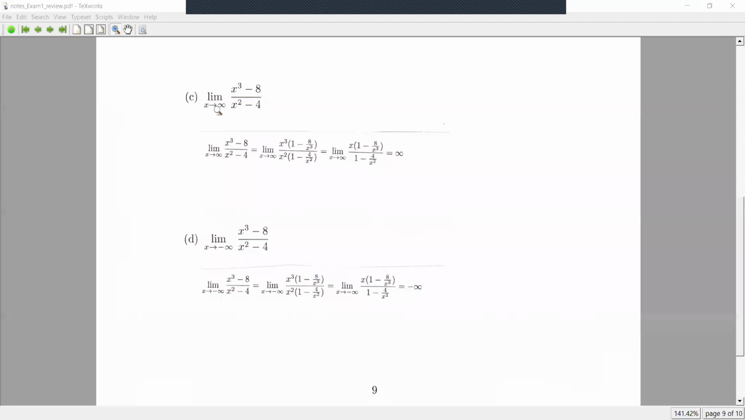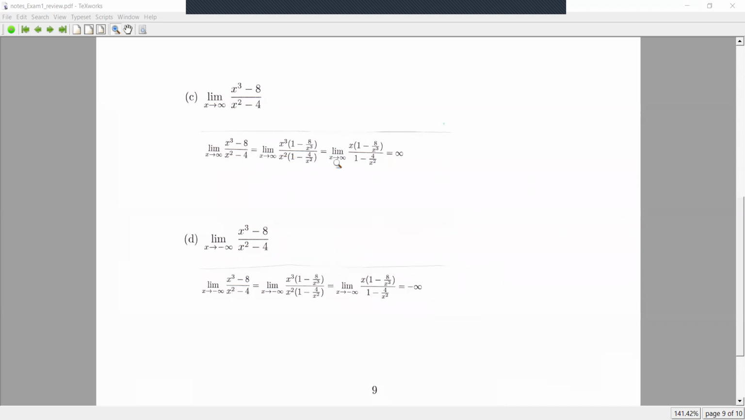Part C. This limit is a limit at positive infinity. To find the limit, factor the highest power out. On the top, factor x to the third out. At the bottom, factor x squared out. Then we have this equation. Cancel x squared, then we have this equation.